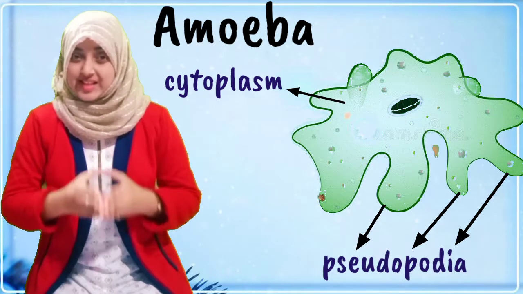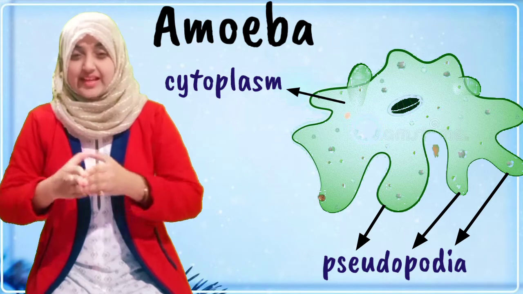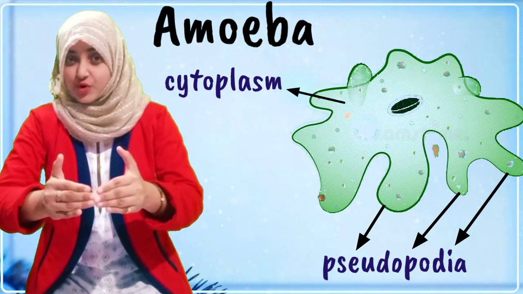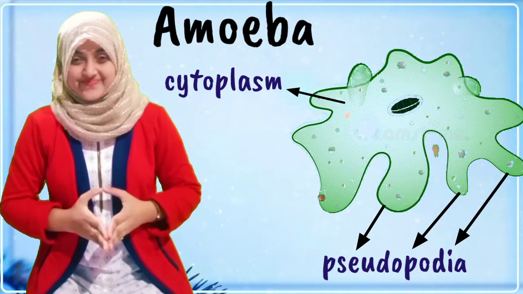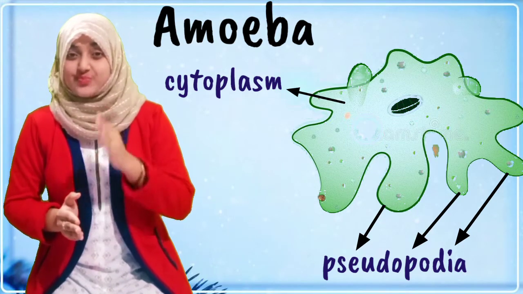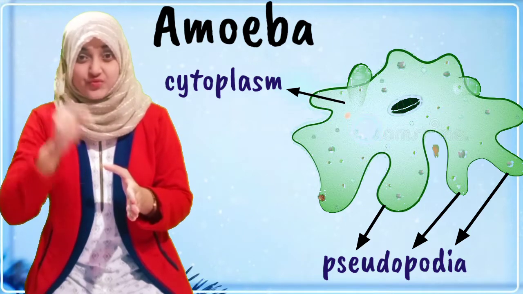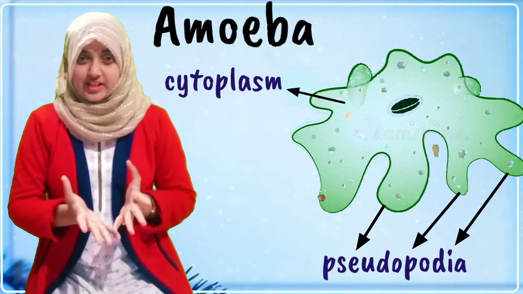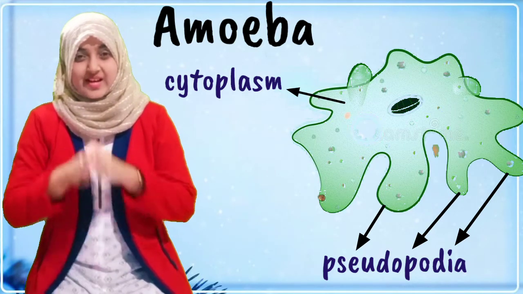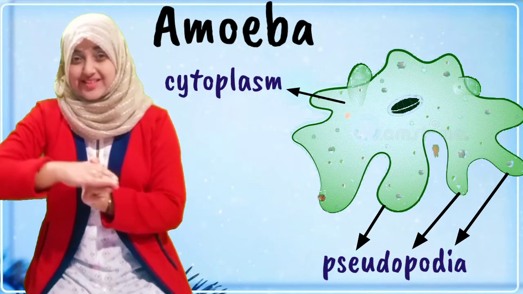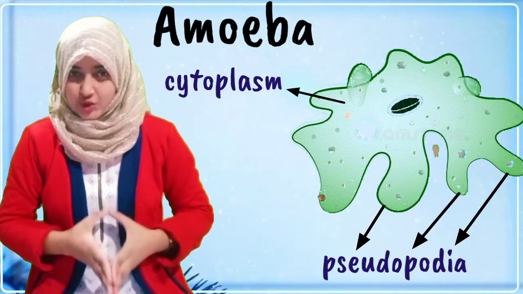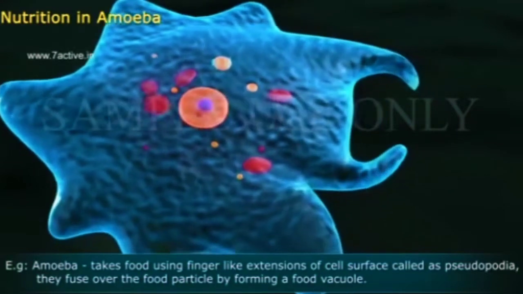Whenever this amoeba finds food, it extends its pseudopodia around the food and fuses to form a food vacuole. The food then gets broken down or digested in this food vacuole. Later on, it is supplied to the cytoplasm of the cell. Remaining undigested food is then thrown out of the cell's surface. Here's a small video clip to understand the mode of nutrition in amoeba.